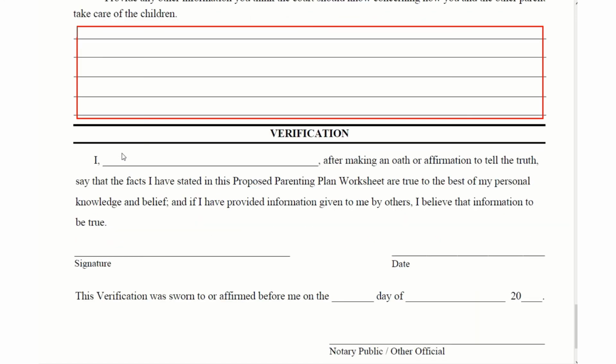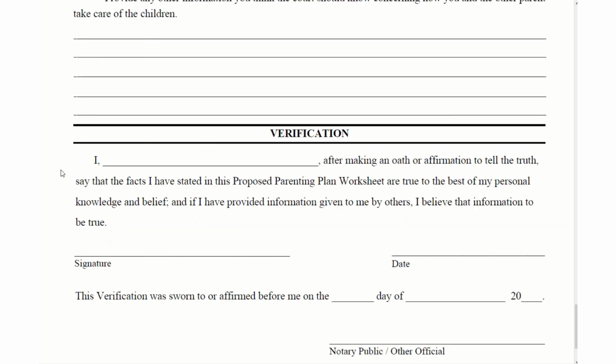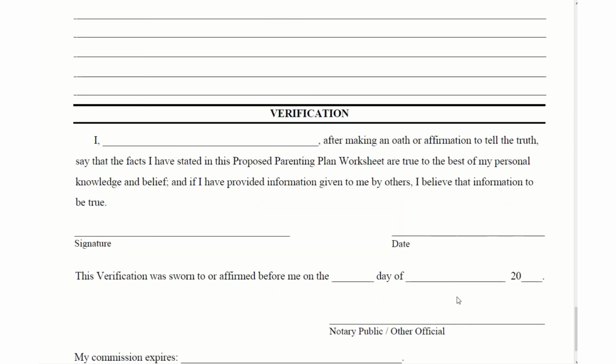At the bottom of the page is the verification, and basically you would write in your name here, and then you would just read through that you're affirming that you're telling the truth and the information you've put in this worksheet is accurate to the best of your knowledge and belief. So you won't actually want to sign here or date this until you're in front of a notary public, because you can see here a notary has to sign this. And you can find a notary at the clerk's office when you go to file your case, at the library, or at a bank. But make sure that you don't sign and date this until you're in front of a notary public.